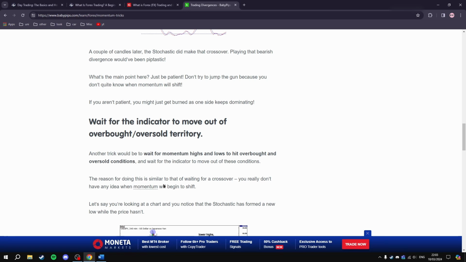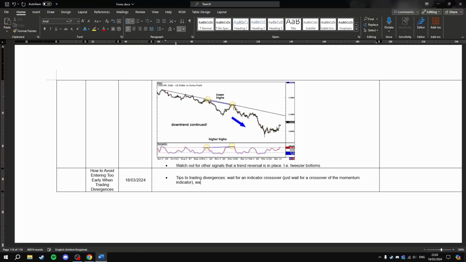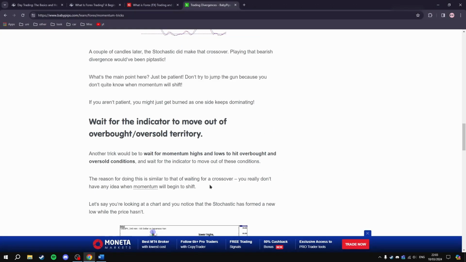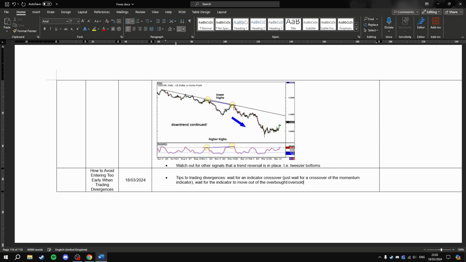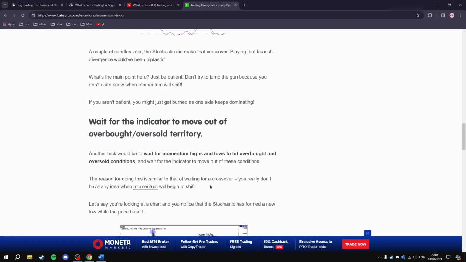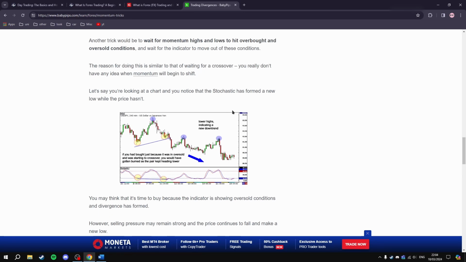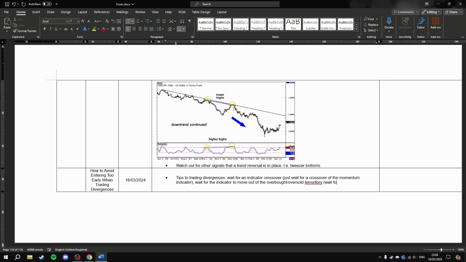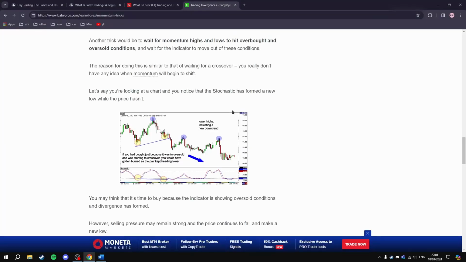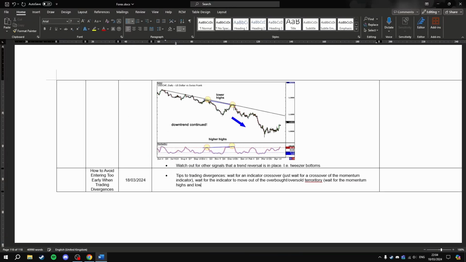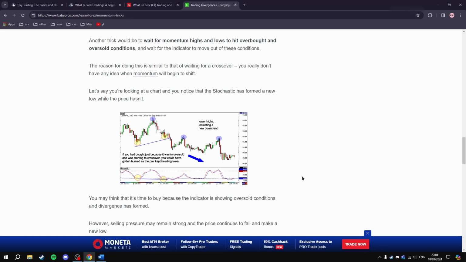Wait for the indicator to move out of the overbought / oversold territory. Another trick would be to wait for the momentum highs and lows to hit overbought and oversold conditions. And wait for the indicator to move out of these conditions.